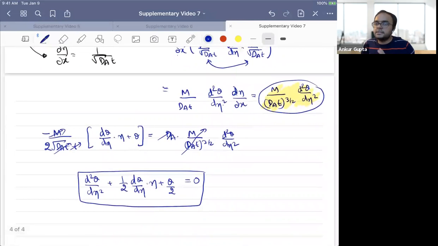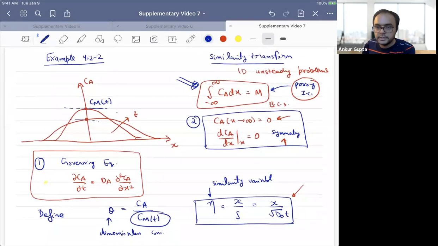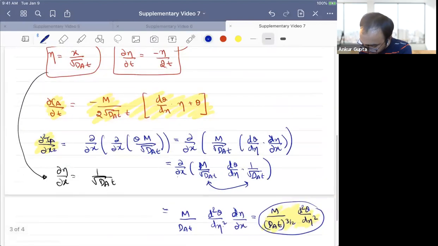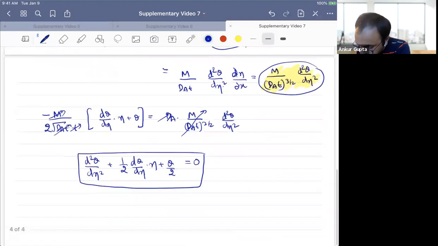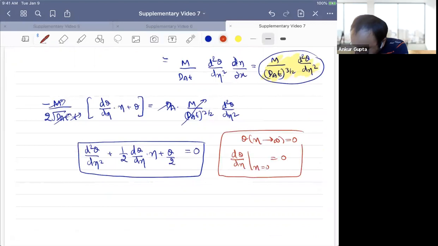And the nice thing about this ODE is there is no time dependence or X dependence carrying around. That means our similarity transform was actually successful. Now the boundary conditions. This is a second order condition. We have theta at x equal to infinity is 0, which means theta at eta equal to infinity is 0. And del C by del x is simply d theta by d eta. So you can verify that theta at eta equal to infinity is 0 and d theta by d eta at eta equal to 0 is 0. So these are our two boundary conditions you want to solve.